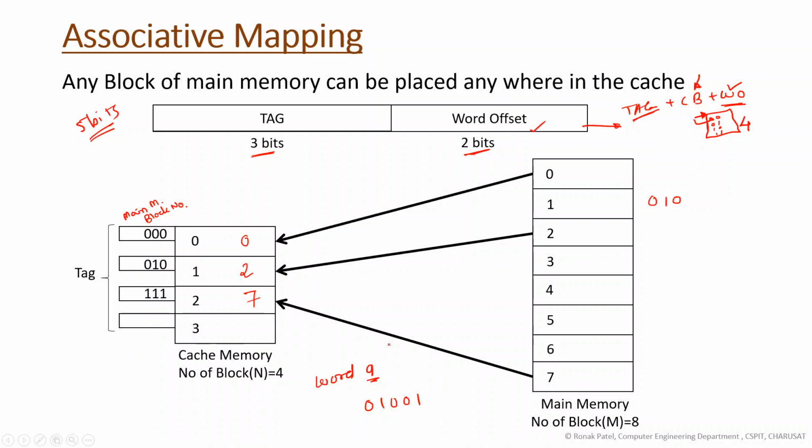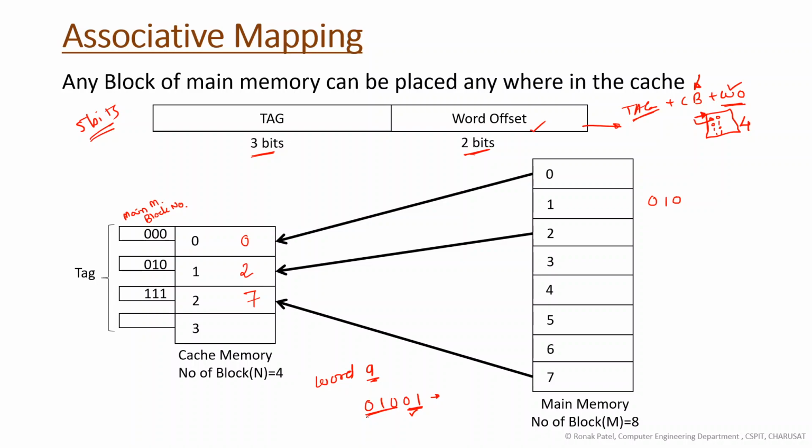Now divide it in this manner: tag and word offset. The first 3 bits are for the tag, and 2 bits for the word offset. Means if the block is present, it will be 01, means 0 and 1 bit, one word. So the tag is 010.